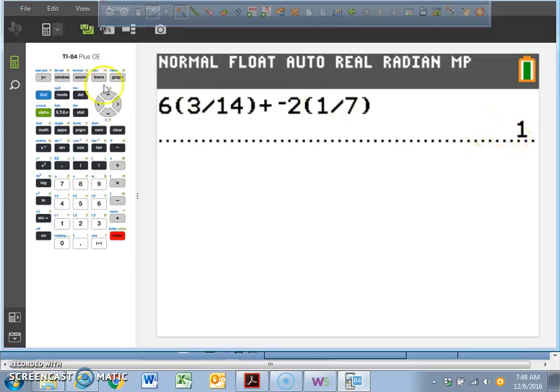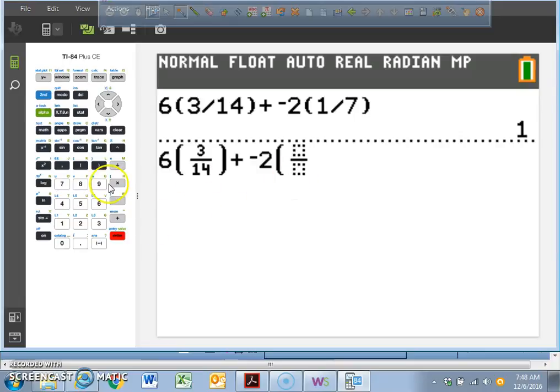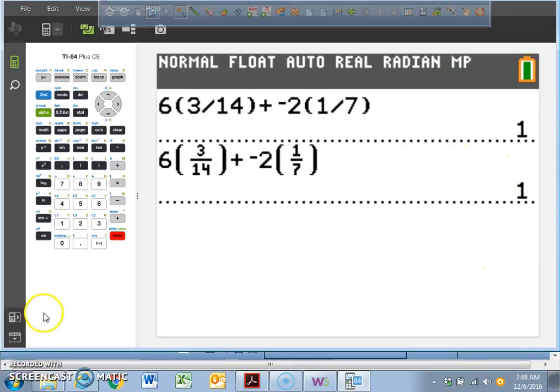All right, now, you could also do 6, open parentheses, alpha y equals, enter, and do the 3 over the 14 like this. And then you could do alpha y equals, enter. If for some reason you like the look of this better, it takes a little bit more steps to do, you still get the same answer. Okay? But if you want to type it in the calculator that way, you'll still get the same answer.